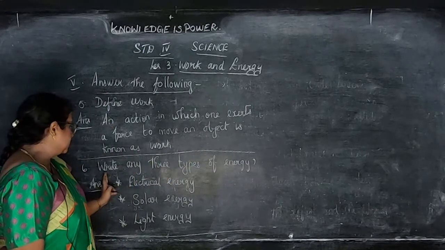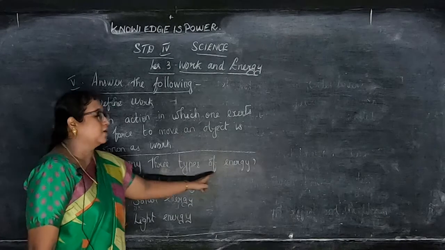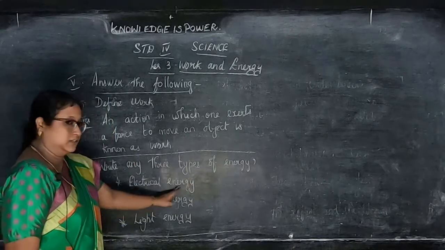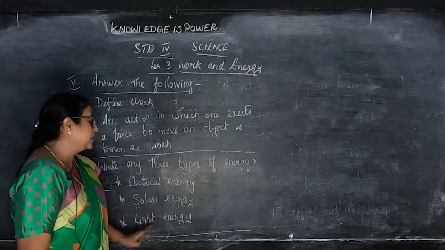Now next question, last question, children. Write any 3 types of energy. Electrical energy, solar energy and light energy.